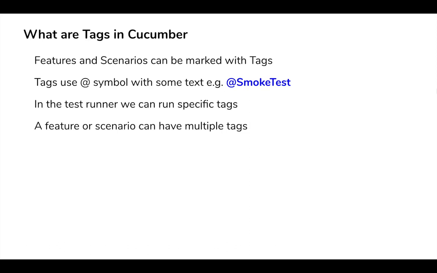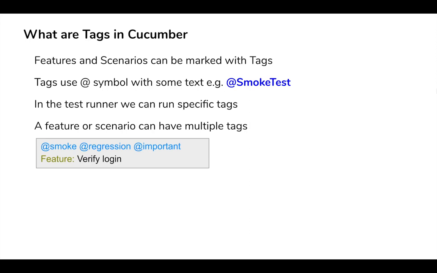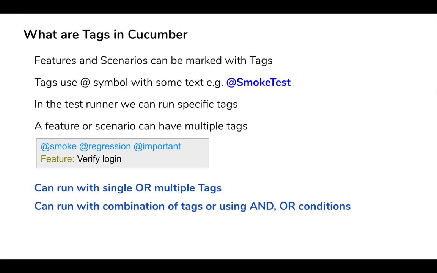And a feature or a scenario can have multiple tags as well. For example, you can see here we have a feature which has 3 different tags. So you can also tag any scenario or feature with multiple tags. And we can run with a single tag or multiple tags. We can also run with a combination using AND or OR conditions. This is again I'm going to show you in the demo. And then if you want, you can ignore the features or scenarios, or you can skip scenarios having specific tags. This is also we are going to see. So now let us go into the demo and see how to use tags.